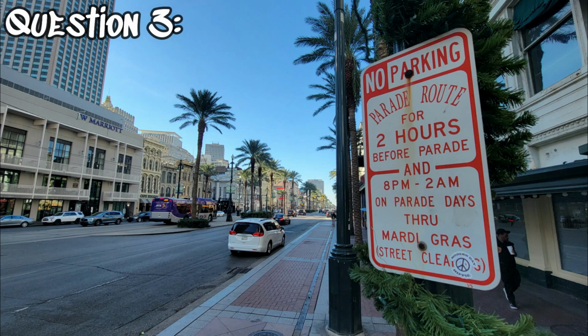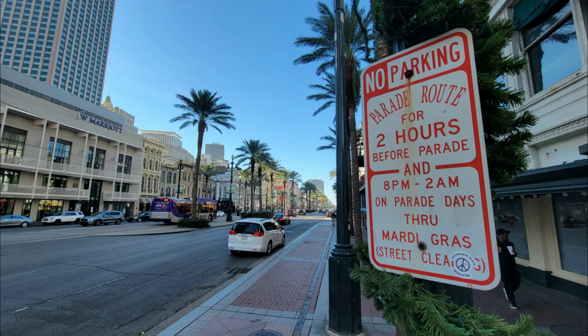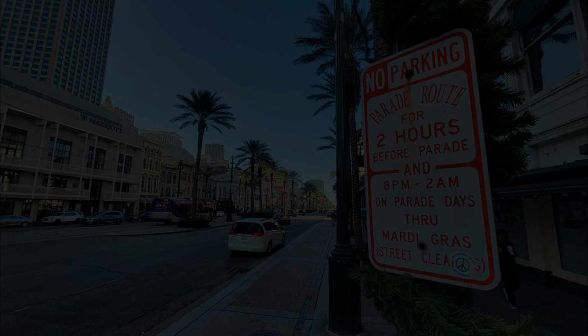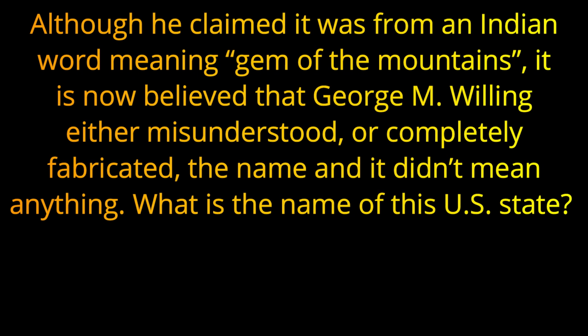Question 3. Although it was claimed to be from an Indian word meaning gem of the mountains, it is now believed that George M. Willing either misunderstood or completely fabricated the name and it didn't mean anything. What is the name of this U.S. state? The answer is Idaho.